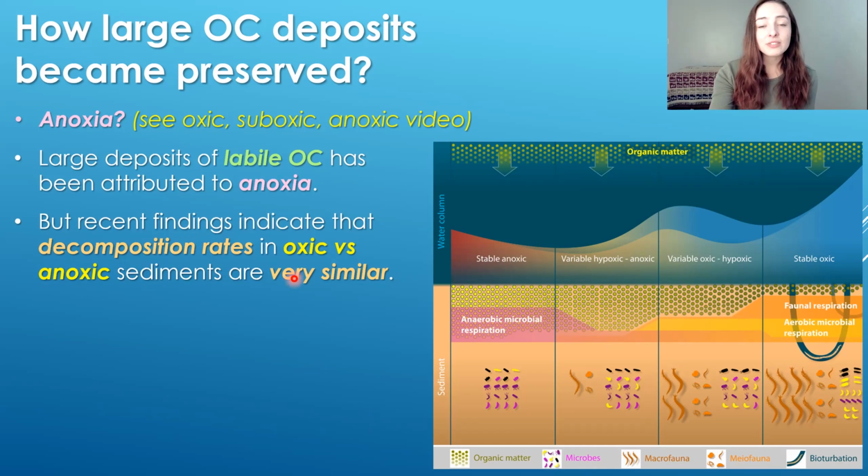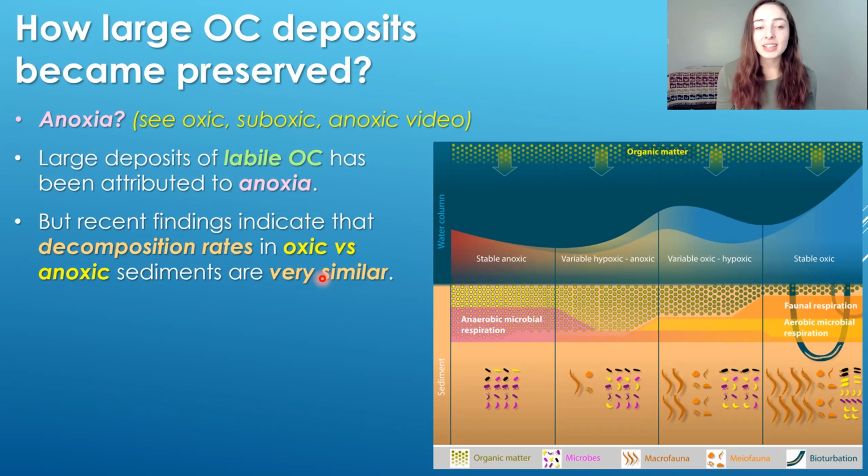However, more recent findings indicate that the decomposition rates in oxic versus anoxic sediments are pretty similar. And this is because those microbes that we discussed in the previous oxic, suboxic, and anoxic sediments video that live in sub-oxic and anoxic conditions are almost just as good, if not better, at breaking down organic carbon as those oxygen respiring or aerobic respiring organisms.